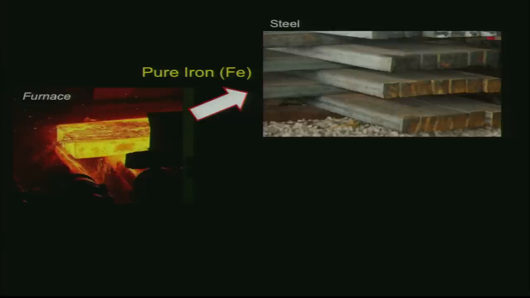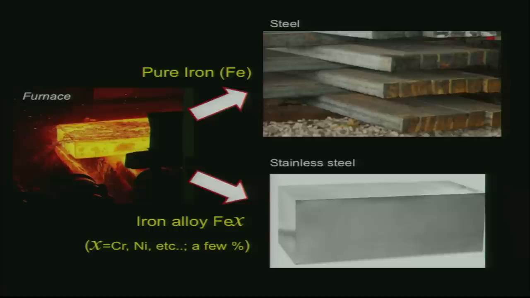If you want to get stainless steel, you can add a tiny amount of chromium or nickel or something else inside the material. But this is very tiny. However, the properties are completely changing. Also, physical properties are changing.